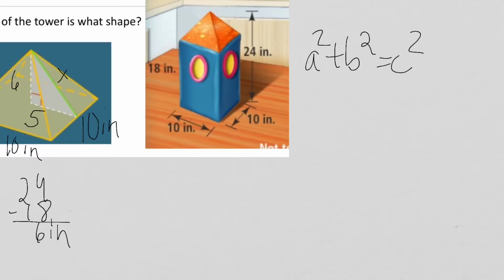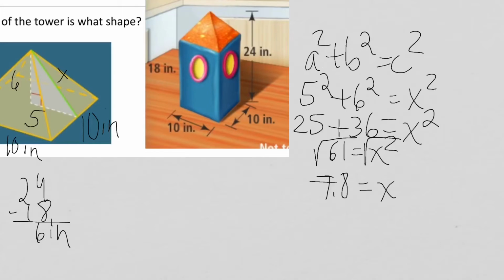And now we're going to substitute in all the information. All right, so when I plug in my 5, my 6, and my unknown, and I start solving it, I get the square root of 61, which is approximately 7.8 inches. Now I have 4 triangles on this square pyramid. The base is 10. The height that I just figured out here is 7.8 inches.